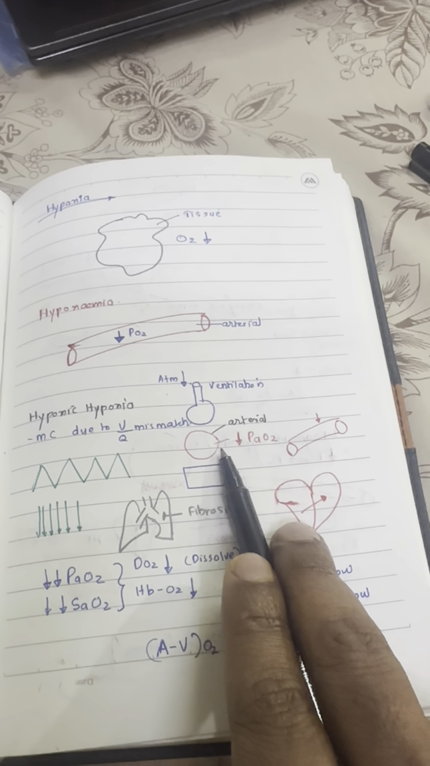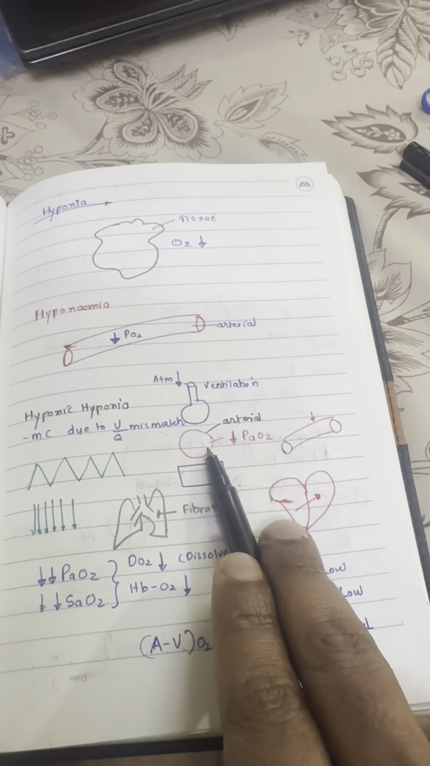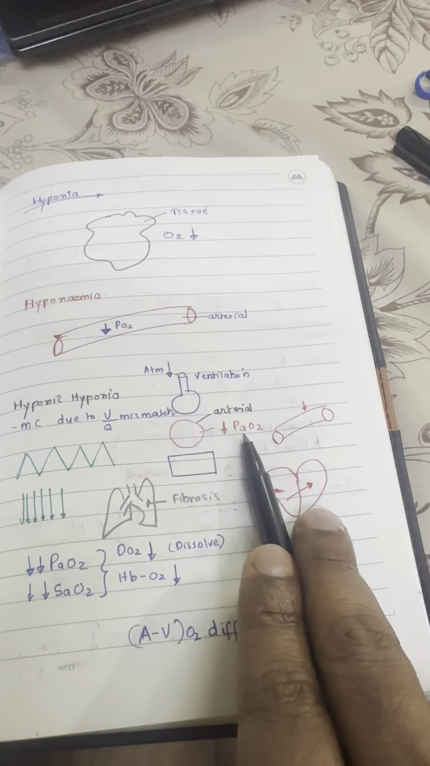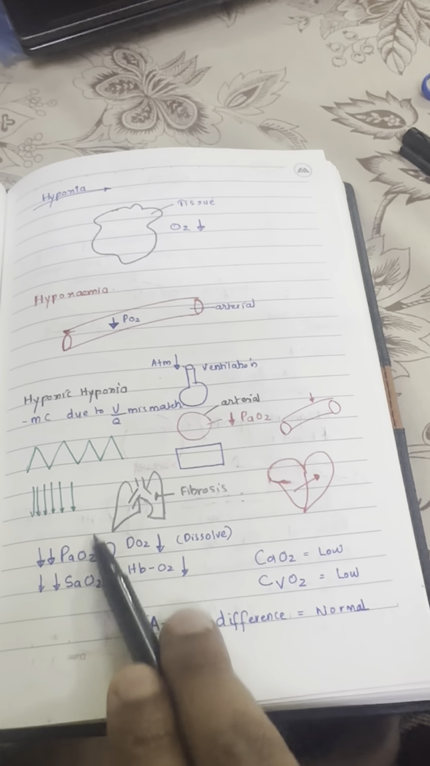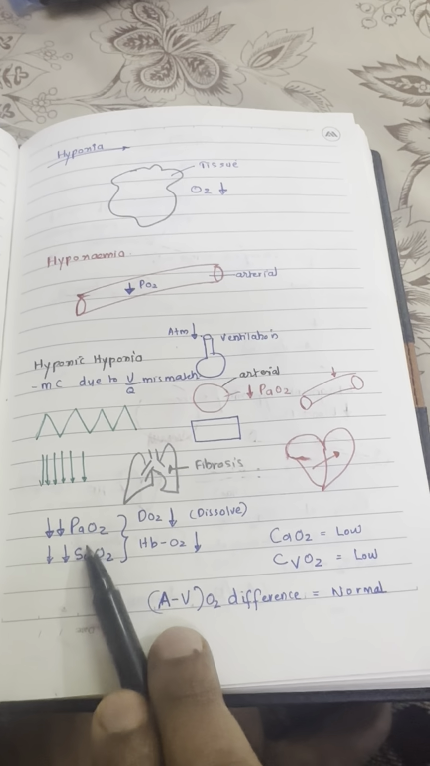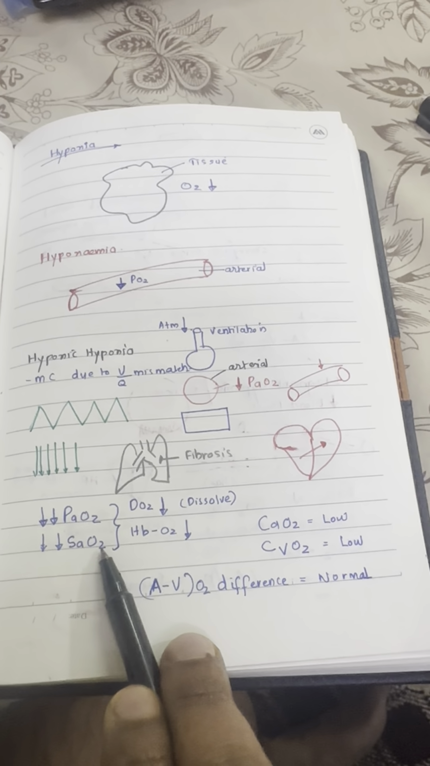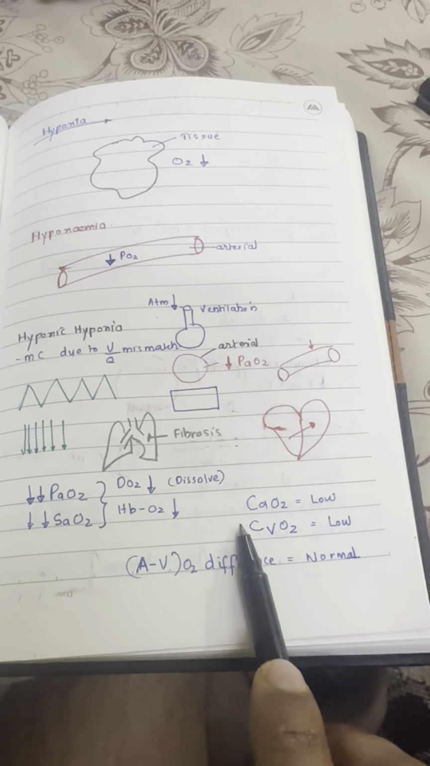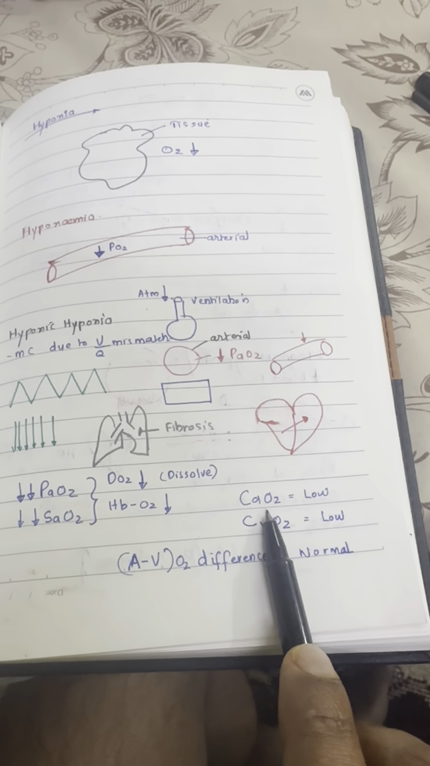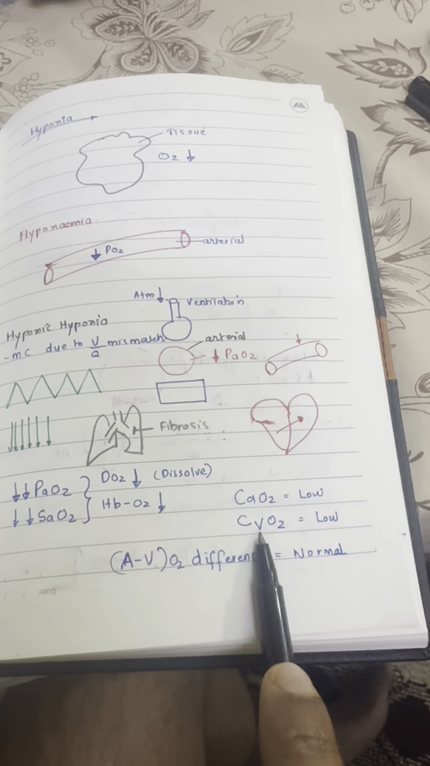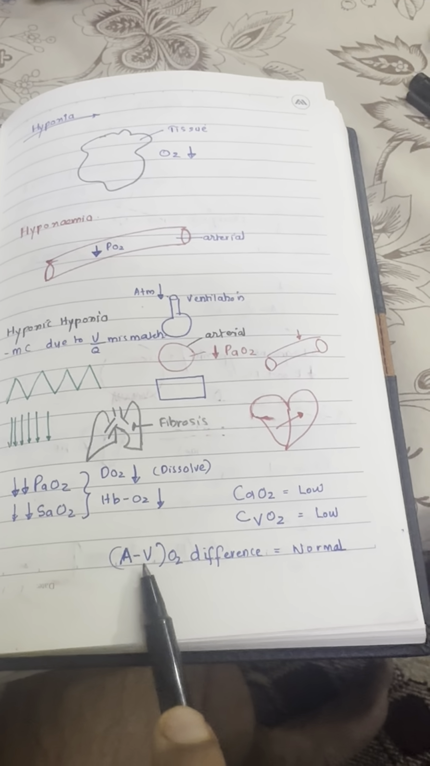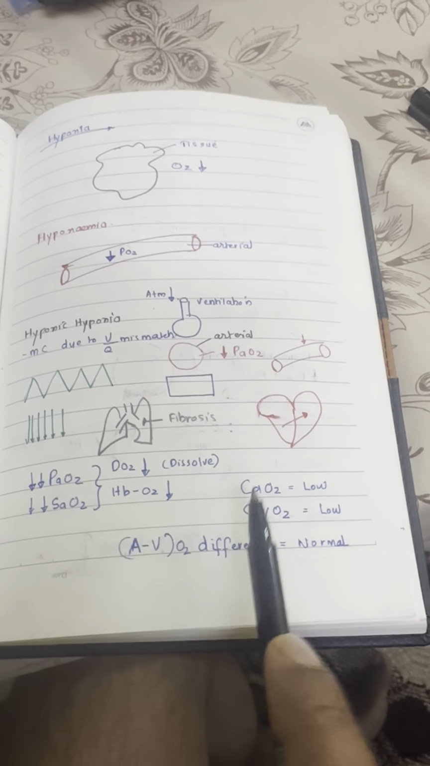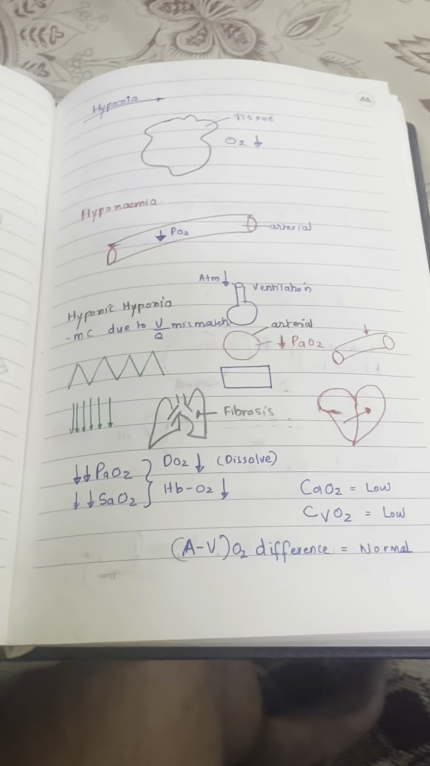It is due to decreased partial pressure of oxygen in the arterial blood flow. This is ventilation and this is tissue. So decreased partial pressure of oxygen in the blood, and partial pressure of oxygen will be decreased. Saturation of oxygen will be decreased. Dissolved oxygen will be decreased. Hemoglobin oxygen decreases, and content of oxygen also decreases, and the content of arterial and venous oxygen also decreases. So the arterial and venous oxygen difference will be normal because both will be decreased. That is hypoxic hypoxia.